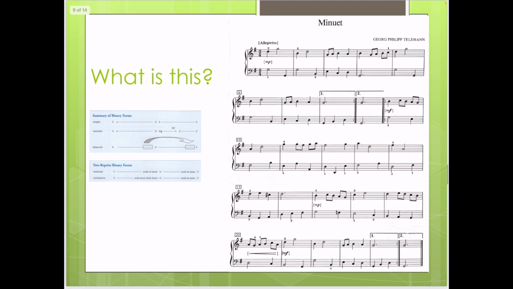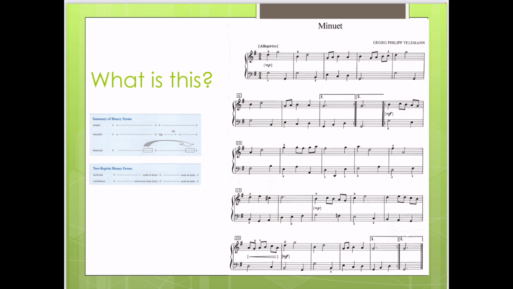All right, here's one by Telemann. Let's look at this one. Take a listen. 1, 2, 3.